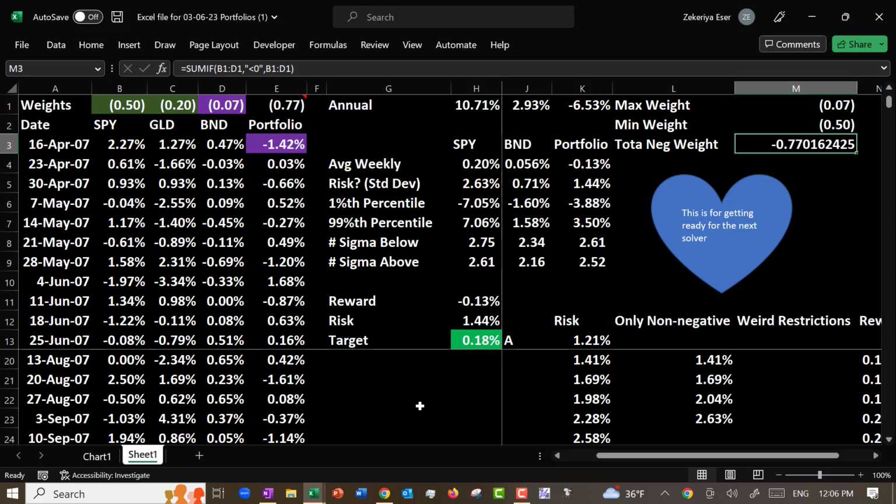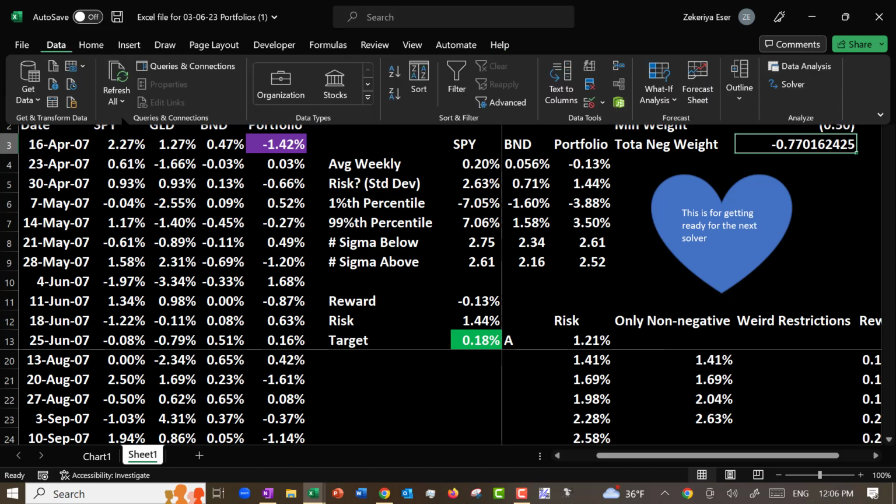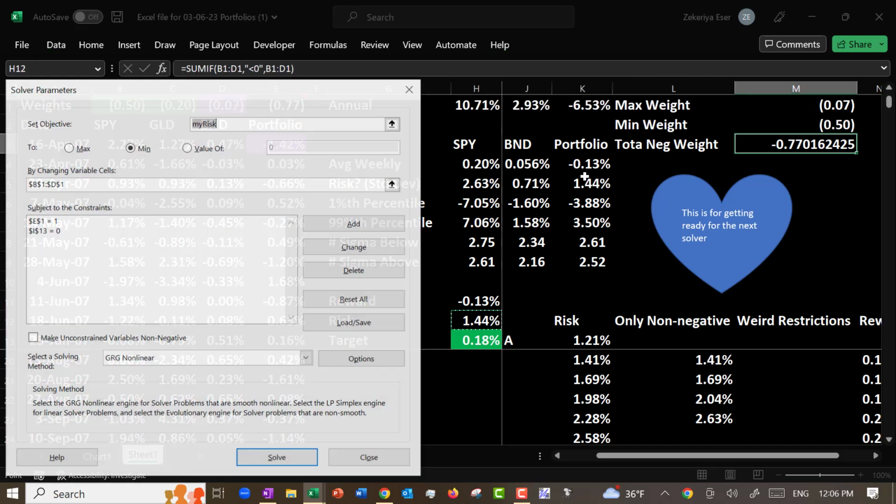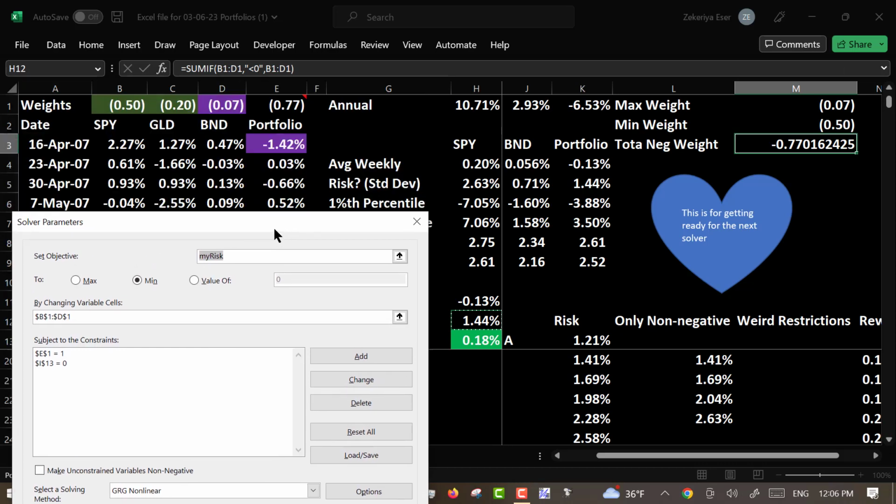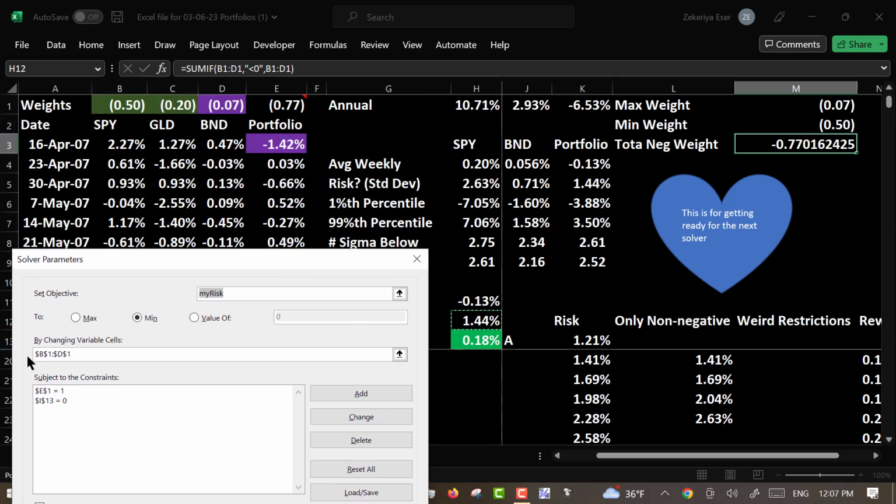Now let's impose our restrictions. Data solver, okay? I want to minimize my risk by changing these weights subject to weights adding up to 1, reward equals to the target, and I want those 3 more restrictions.